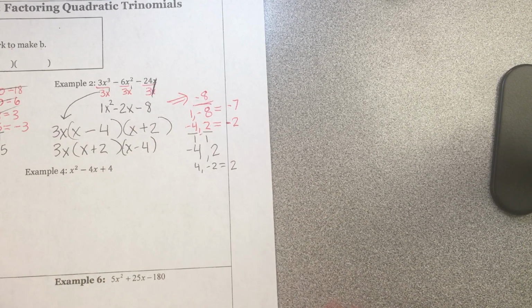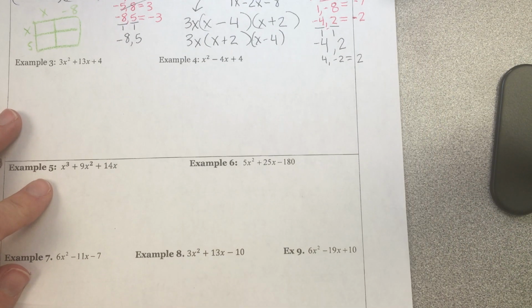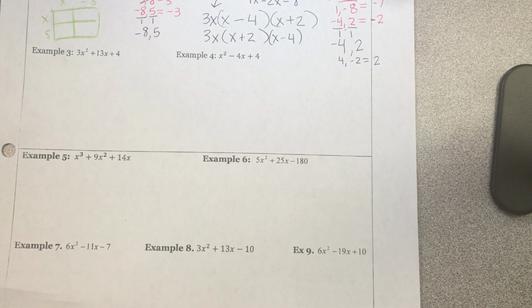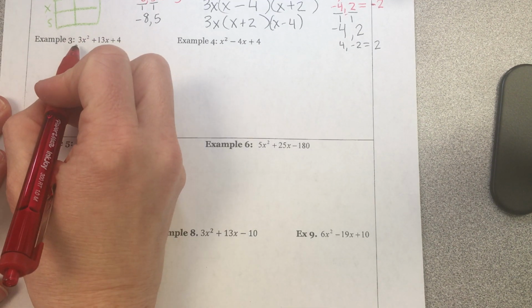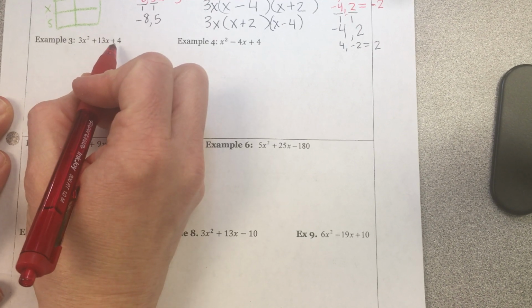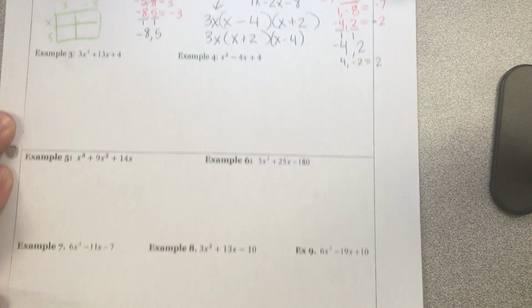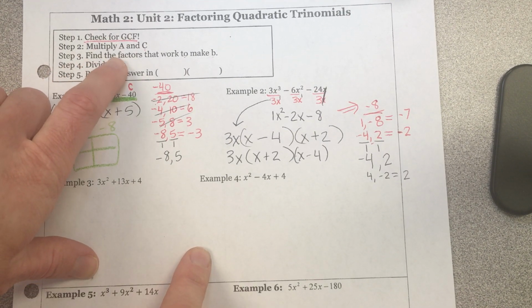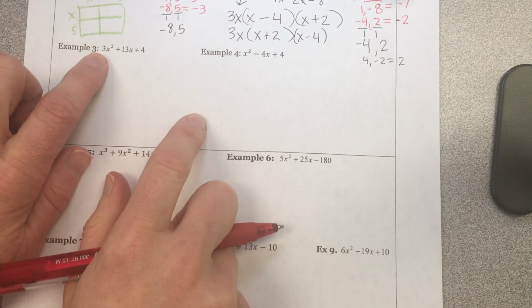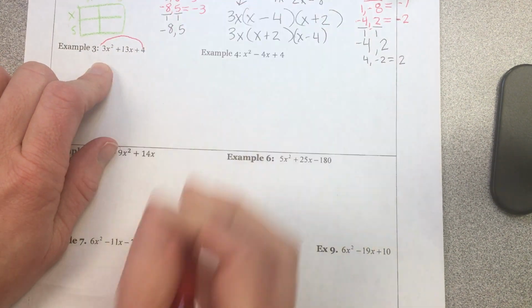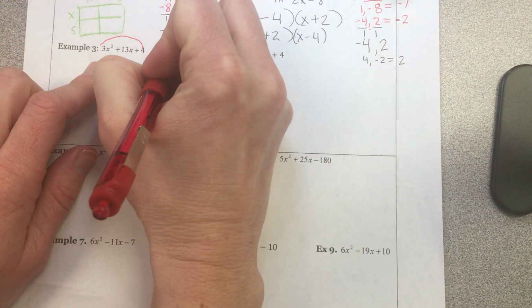Okay? Okay, number 3, 3x squared plus 13x plus 4. What's step 1? Find the GCF. Does anything go into 3, 13, and 4? No. Okay, so that one has no GCF. So now we're at step 2. What does step 2 say to do? Multiply A and C. So 3 times 4, which is 12.